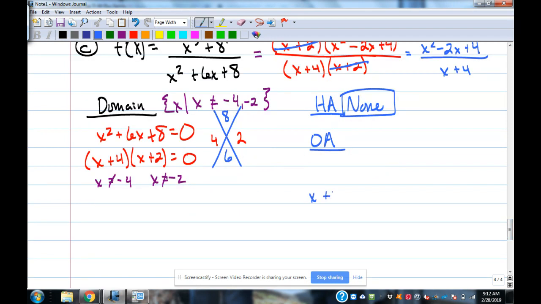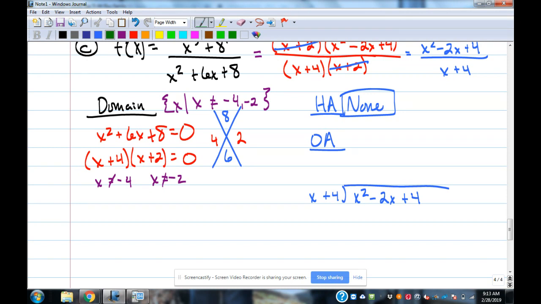So we're going to take x plus 4 and divide it into x squared minus 2x plus 4. Okay. I'm going to do long division. I'm also going to show that you can do this one with synthetic division because we're dividing by what kind of polynomial? A linear one. So you could do this with synthetic division as well because you're dividing by a linear piece.